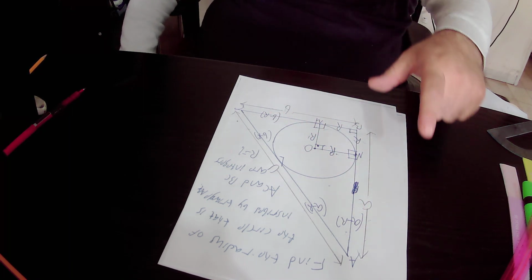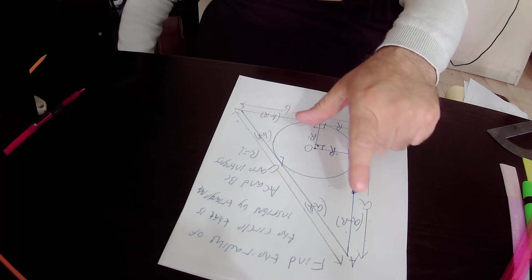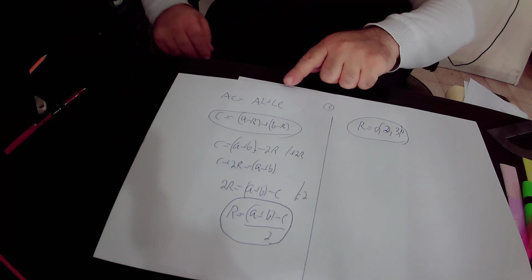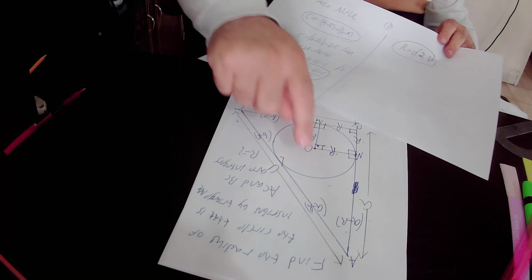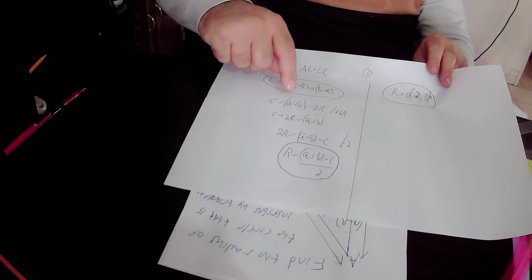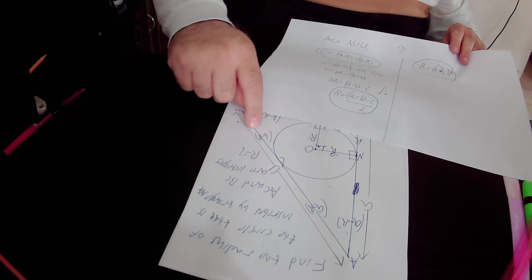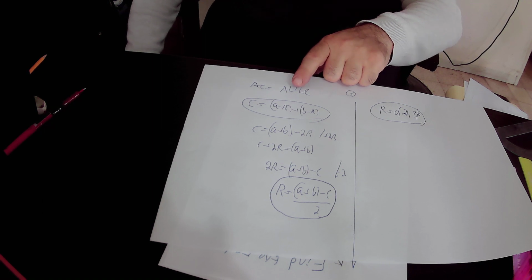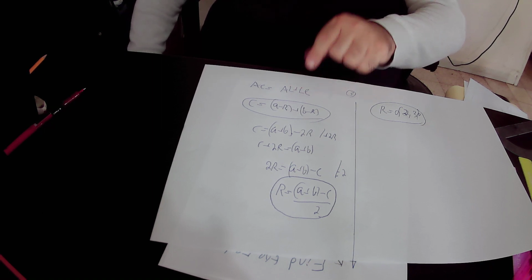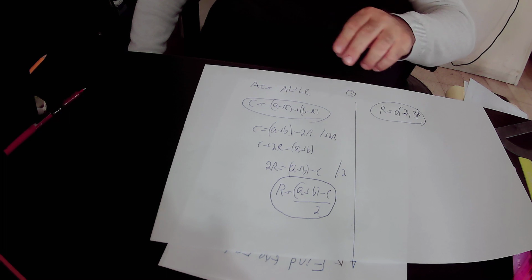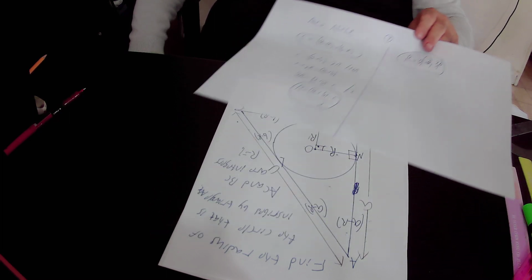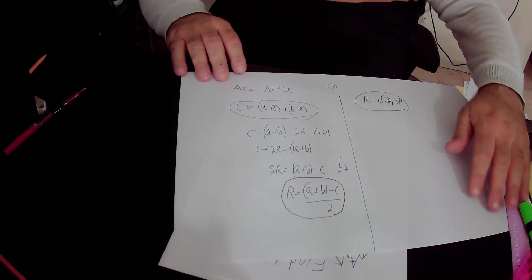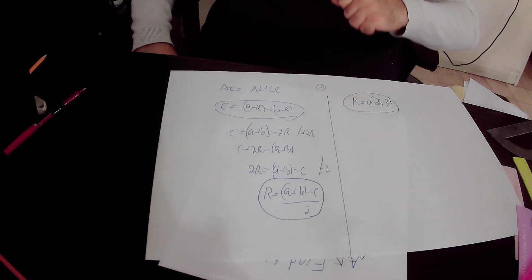So what is the length of the hypotenuse AC? AC equals AL plus LC. AL equals A minus R and LC equals B minus R. So in conclusion, AC equals A minus R plus B minus R. But according to our definition, AC equals C, so we can substitute AC by C. And in conclusion, we found that C equals A minus R plus B minus R.